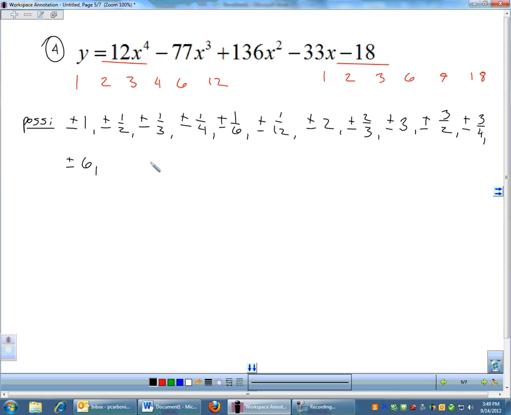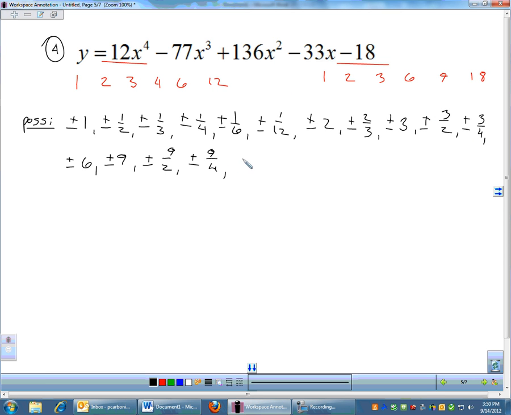So let's do 9. 9 over 1. 9 over 2, I don't have that one yet. 9 over 3, 9 divided by 3 is 3, I already have that one. 9 over 4, I don't have that. 9 over 6 is 3 over 2, which I think I have, yep. And 9 over 12 is 3/4, which I also have.